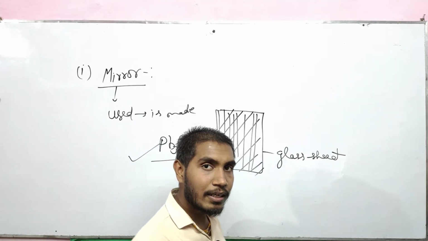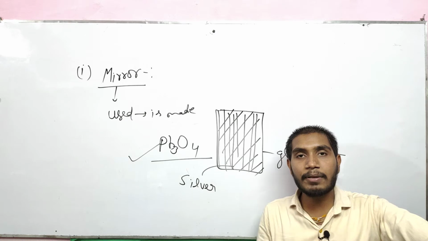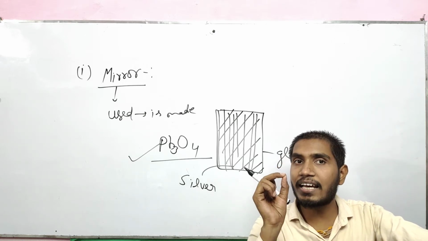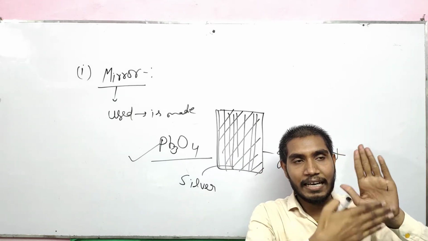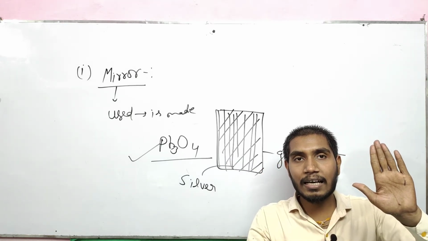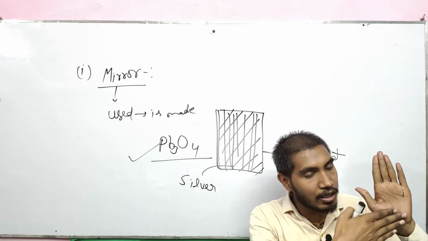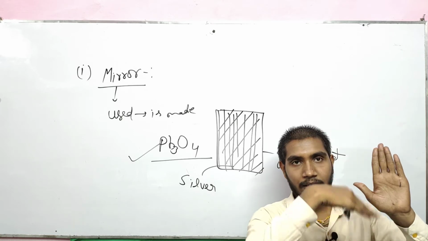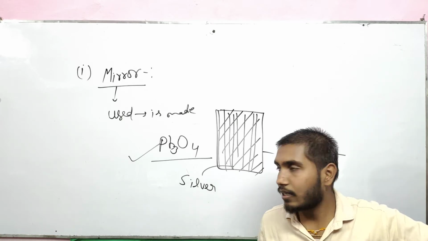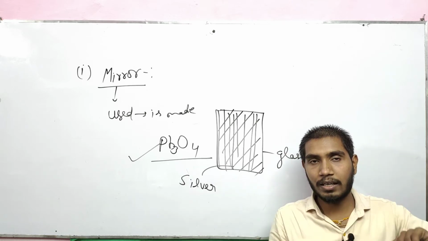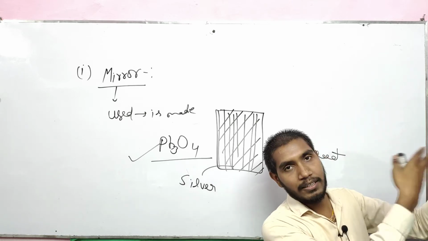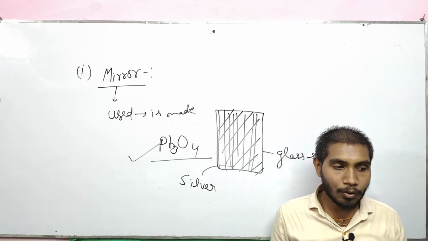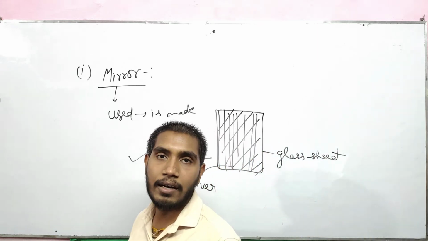Okay, so how can we make the mirror? What is the process to make the mirror? Commonly the mirror we use is made by depositing a thin layer of silver at one side on the glass sheet. To protect this silver layer, we coat a lead oxide layer, Pb3O4. And the other side is made reflecting, where we can see our faces. Okay, this is the process to make the mirror.